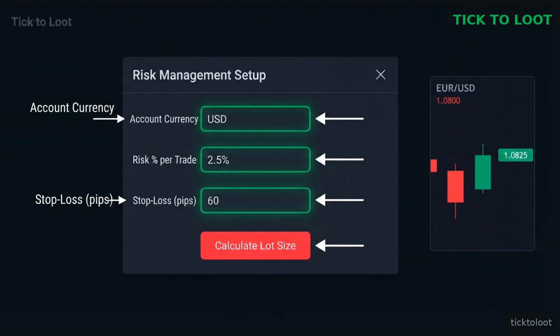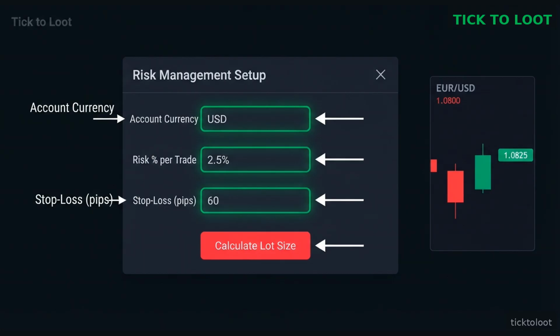The system instantly converts your 1% risk, the 50-pip distance, and the USD account into a lot size, perhaps 0.02 standard lots for a Euro to US dollar trade. A small red warning may appear if the calculation exceeds your margin. You can adjust the risk percent or stop-loss distance accordingly.